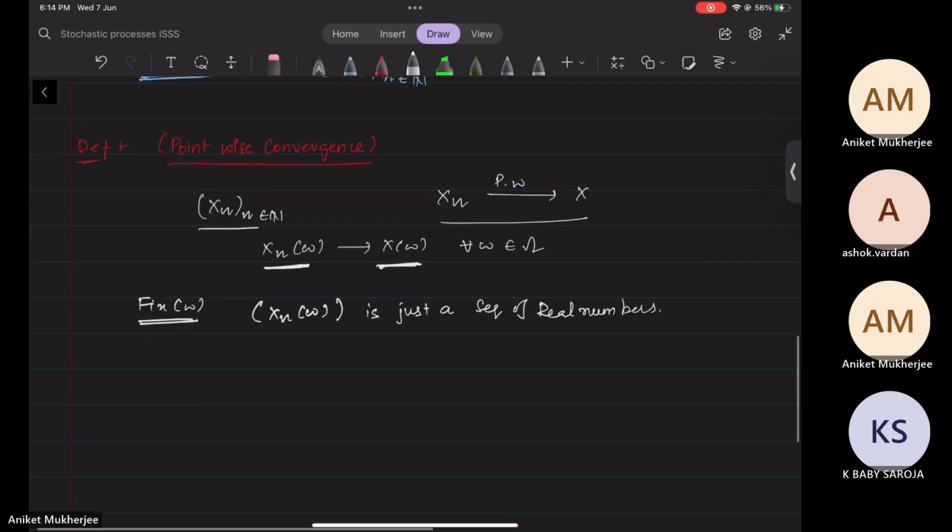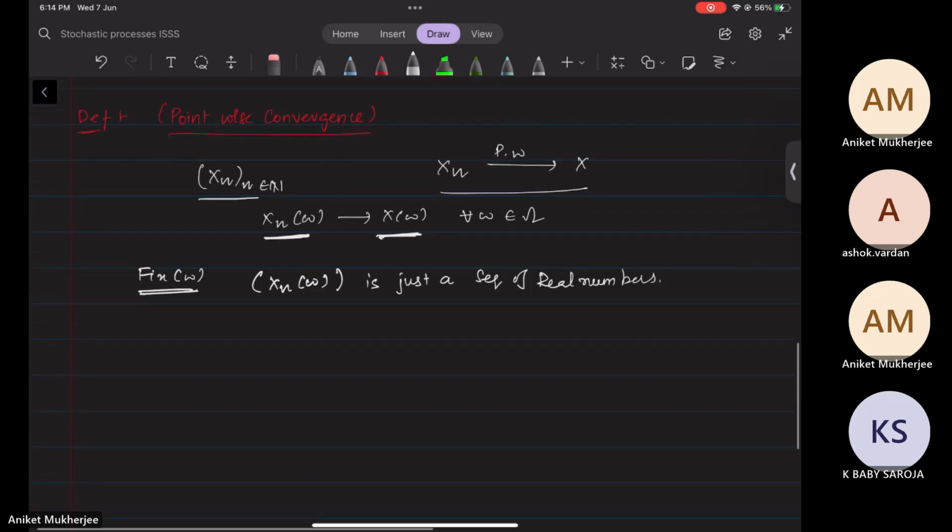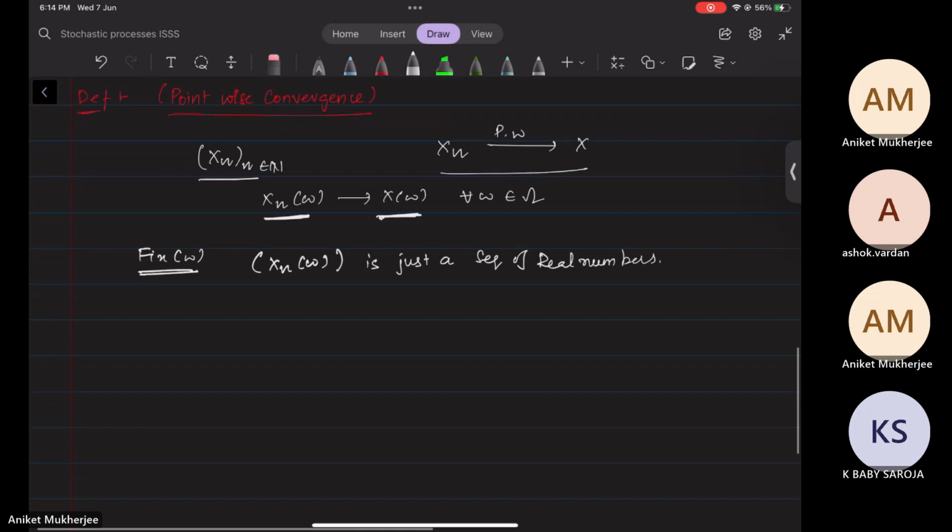I'll state all the convergence definitions and I'll give some examples. Okay, so the next definition is almost sure convergence.